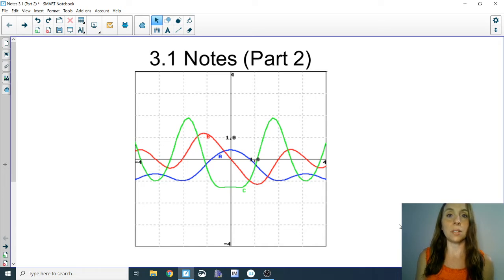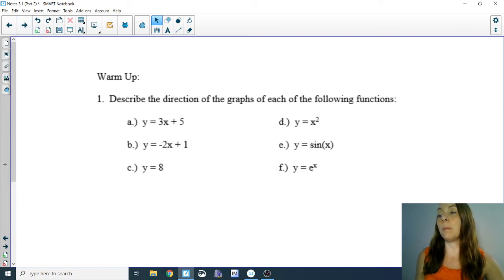I like to think of this last little bit of section 3.1 as just a cute little taste of something that we will study in detail in our applications of derivatives chapter. And that is the relationship between a function and its derivative graphically. I'm going to try to make this video fairly short, so let's jump right into the warm-up.